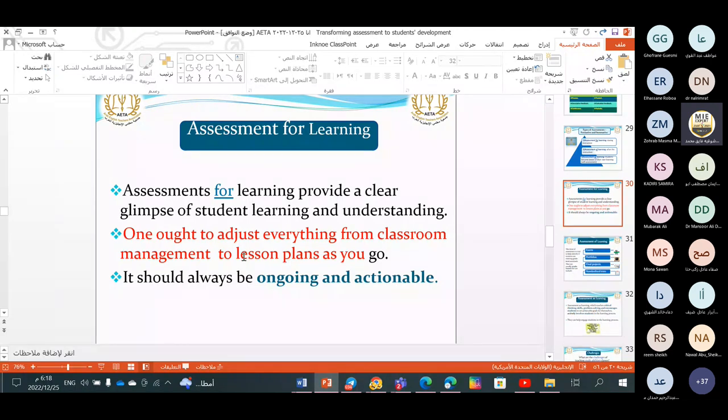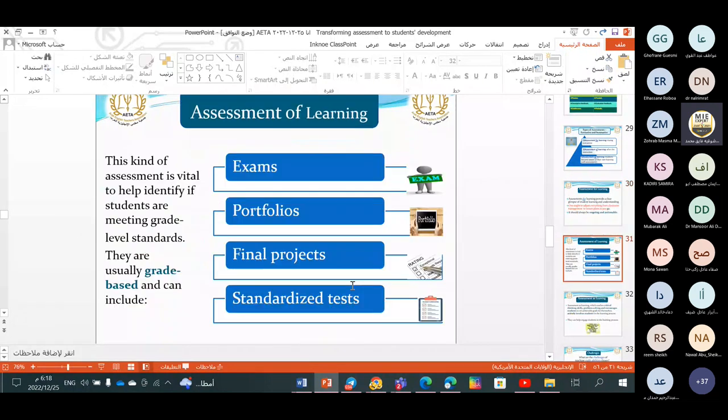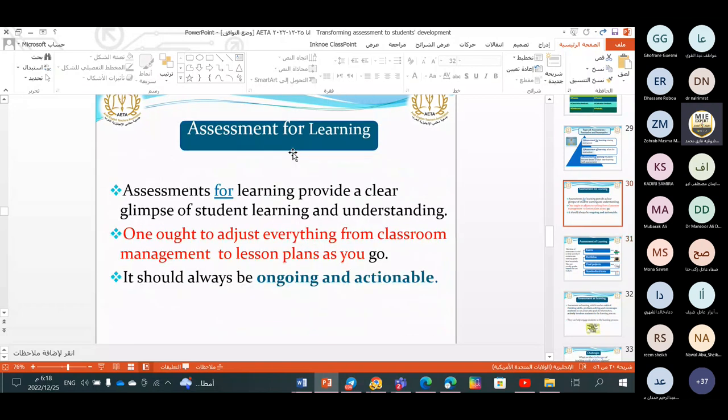Another point for assessment for learning: it should always be ongoing and actionable, as we said, during the giving of instruction, in order to check if they understood or not.